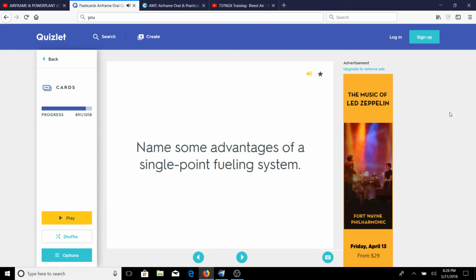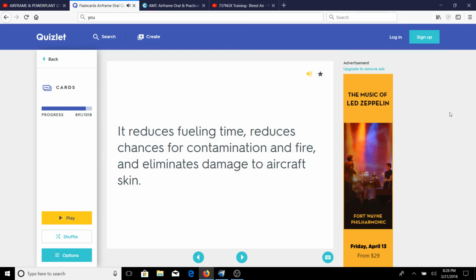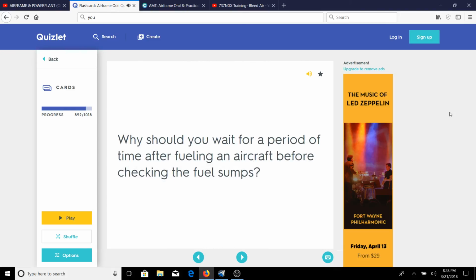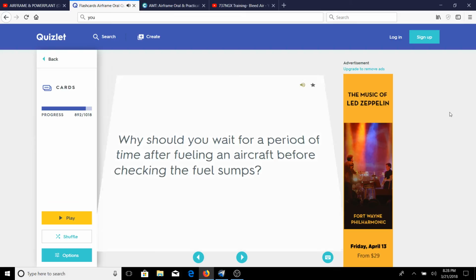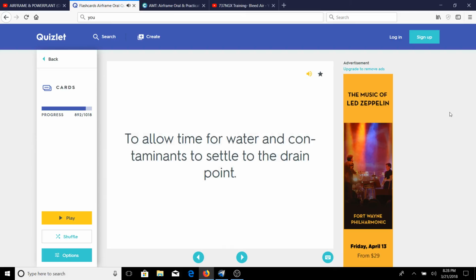Name some advantages of a single-point fueling system. It reduces fueling time, reduces chances for contamination and fire, and eliminates damage to aircraft skin. Why should you wait for a period of time after fueling an aircraft before checking the fuel sumps? To allow time for water and contaminants to settle to the drain point.